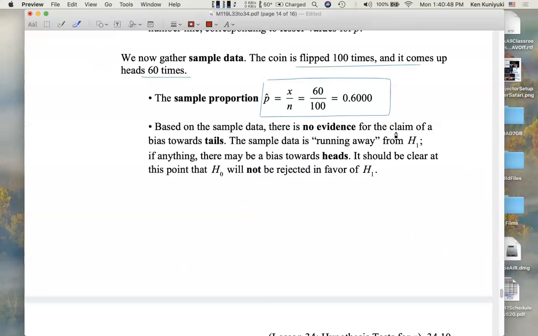So based on the sample data, there's no evidence for the claim of a bias towards tails. The sample data is running away from the alternative. The sample data is running towards heads, 60 heads out of 100, but the alternative is going in the direction of tails. There's no way of dumping the null. If anything, there's a bias towards heads. It should be clear at this point, if you use your statistical sense, that the null will not be rejected in favor of the alternative.